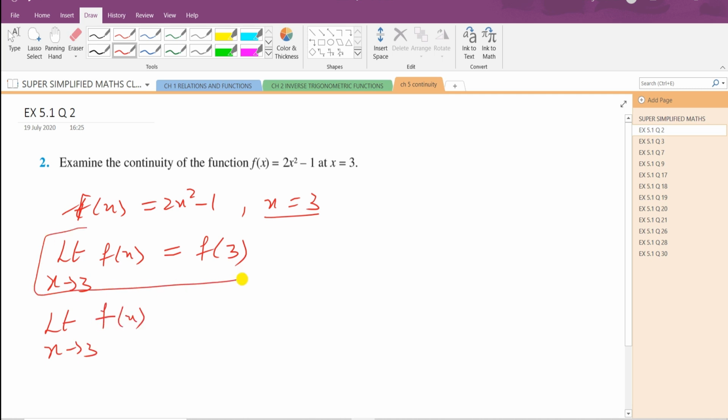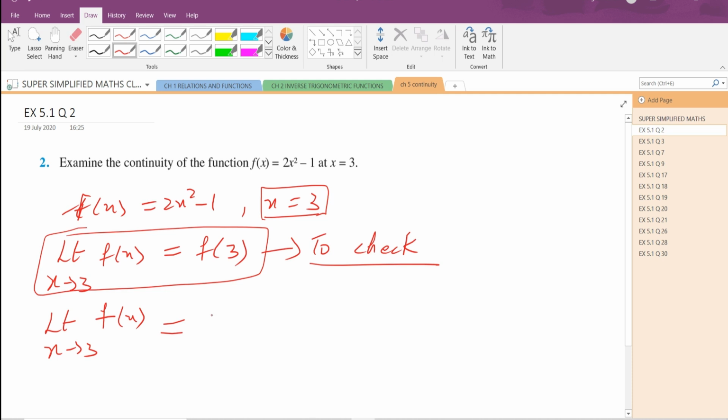This is the condition that we require. We have to check this. If this equality is achieved, then we say that the given function is continuous at the point 3. So limit x tends to 3 f(x) means limit x tends to 3 of 2x square minus 1. In this limit there is no need for us to take LHL and RHL separately because there is only one definition of the function in left and right of 3.